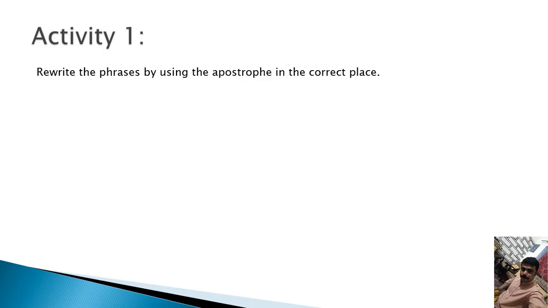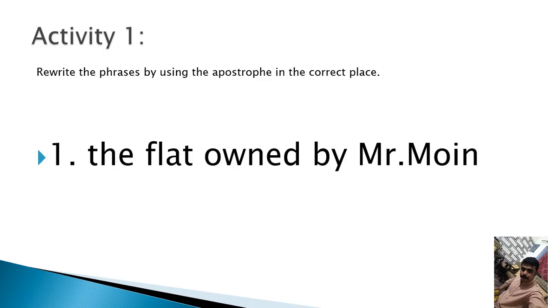Now we have an activity. Rewrite the phrases by using the apostrophe in the correct place. First phrase is the flat owned by Mr. Moin. So you have to rewrite the phrase by using the apostrophe in the correct place. So we have an answer, Mr. Moin's flat.